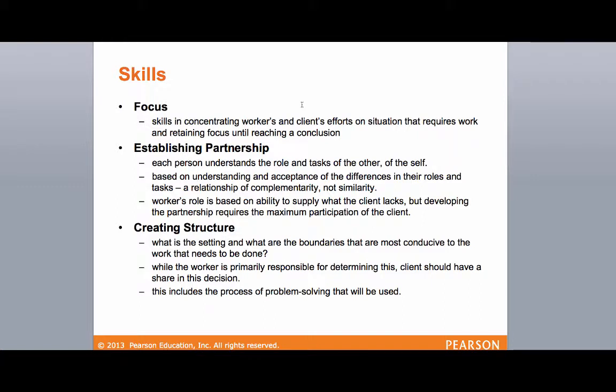Focus is another skill, and this is keeping your own focus on the problem and also finding ways to help the client concentrate his or her efforts on a situation that requires the work, and then retaining that focus until reaching a conclusion. That is something that may take a lot of extra effort and work on your part, because sometimes when things don't improve relatively quickly, clients will lose motivation, and so your goal is to really keep them focused on what the objective is, and help them to continue to maintain their focus on it.